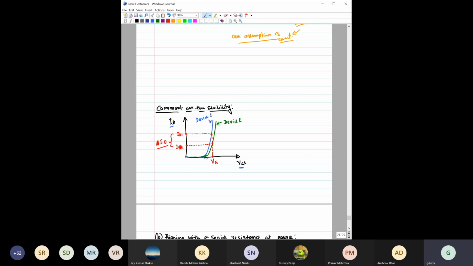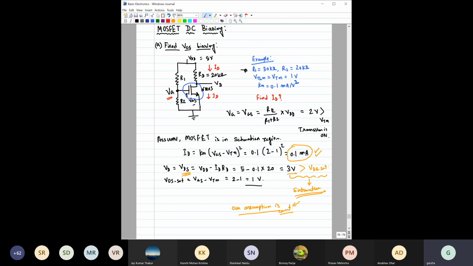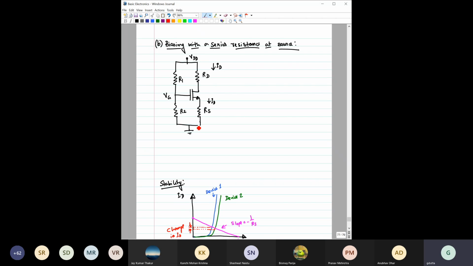So this type of circuit is not very stable in terms of the transistor. If you replace one transistor with another transistor, then this is not that stable a circuit. However, as we have discussed earlier for BJT also, suppose you introduce in the same circuit one resistor RS, like in BJT we have introduced RE. Remember, emitter resistor.